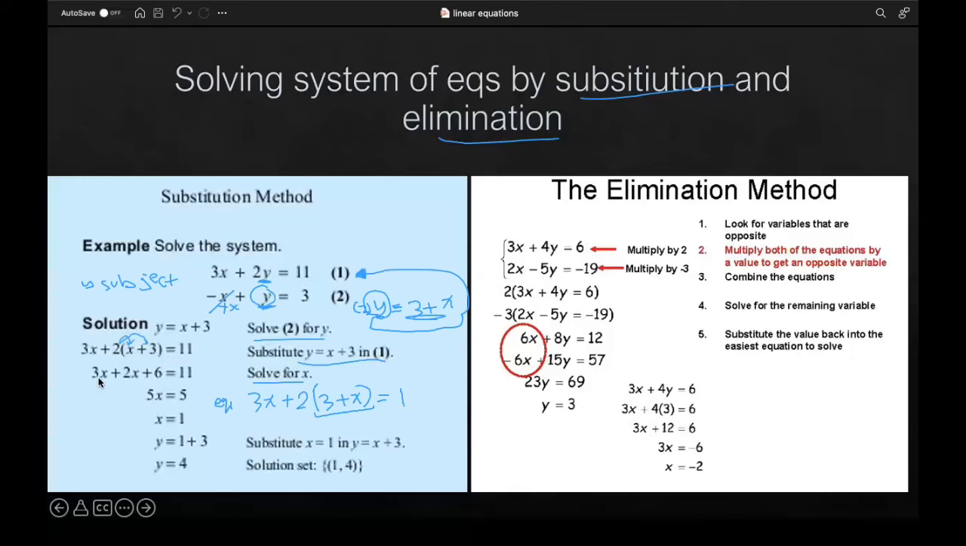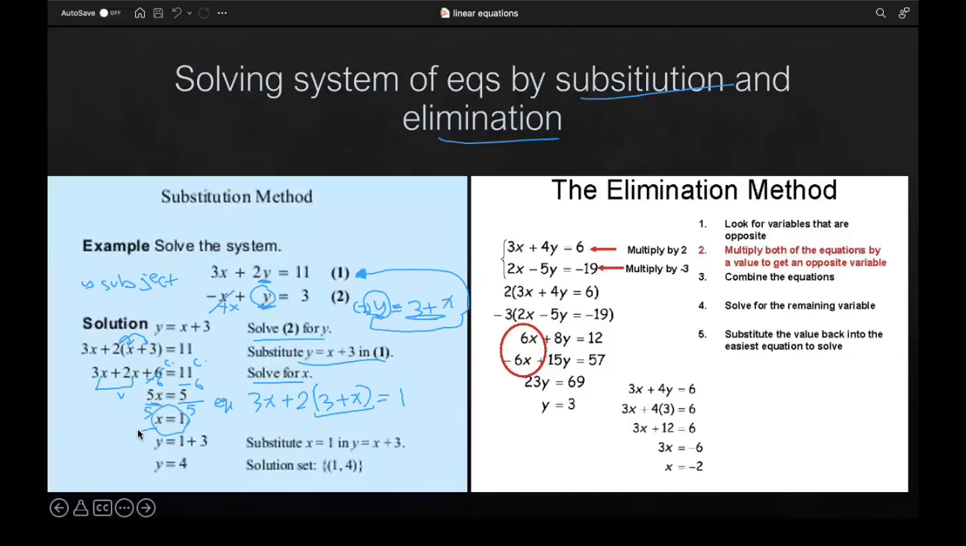What do I do now? Leave the variables on one side and the constants on the other side. So 3x plus 2x, that's a 5x, and I take the 6 away, minus 6, so I get the constants on the other side. And so 11 minus 6, that's a 5. In order to leave x alone by itself as a variable, I divide by 5 on each side of the equation, and so x equals 1.